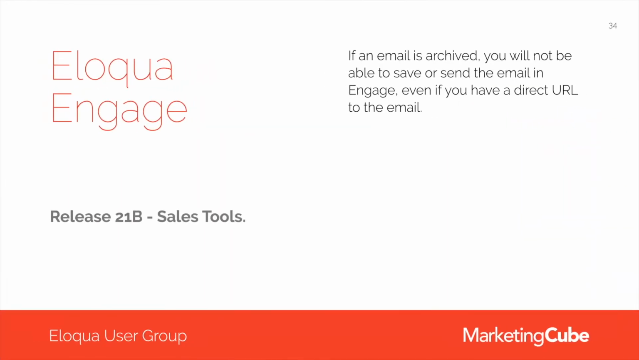Eloqua Engage, if you do have a sales team using the Engage product, there was a little bit of a glitch whereby if you were archiving email assets, the sales team was still able to access those through Engage. So that little loophole has been closed off and is no longer the case. Once you as a marketing team archive an email within Eloqua, it's no longer visible within the Engage platform.